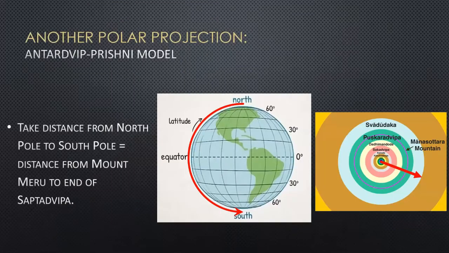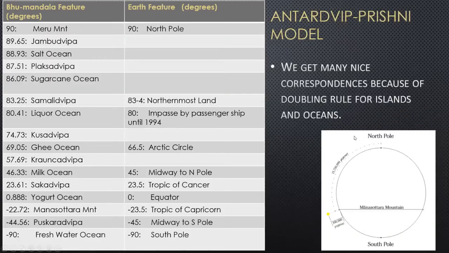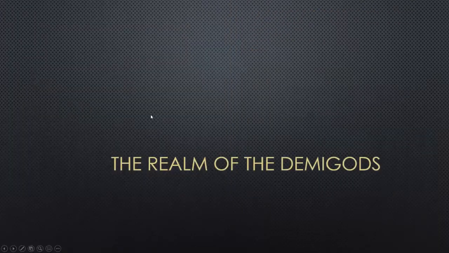And in another projection, we saw the Entropy Prishni model, which was the idea of taking the distance from the North Pole to the South Pole to be the distance from the center of Bhumandala all the way up to the end of Saptadvip. And if we did that, then we get very interesting correspondences for the Bhumandala features and for the Earth features. So this takes us to today, the realm of the demigods.